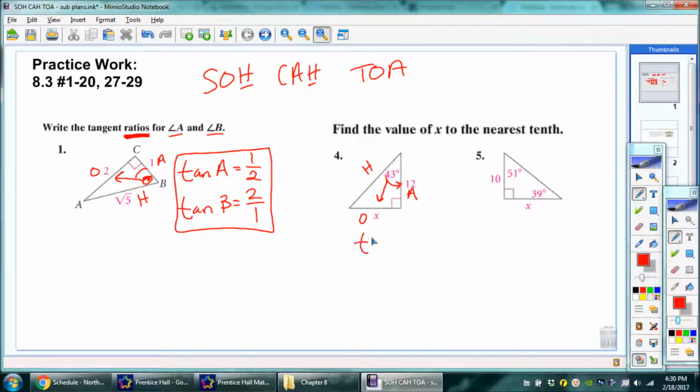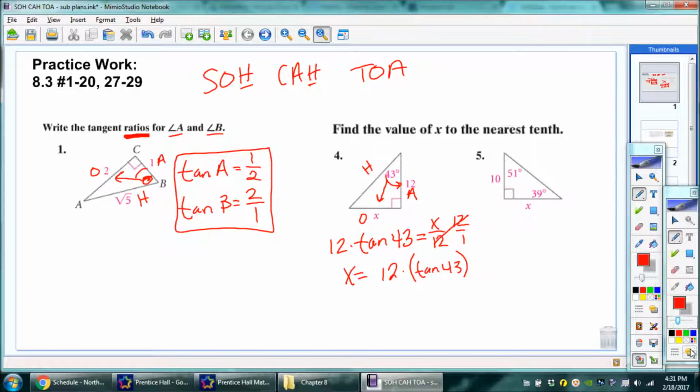So we're going to do tangent of my angle, which is 43, equals opposite over adjacent. So opposite x over adjacent, which is 12. And then from here, you're solving for x. So x is getting divided by 12, so you can do the opposite and multiply by 12. So you have 12 times tan of 43.